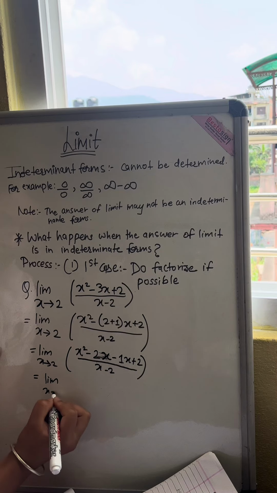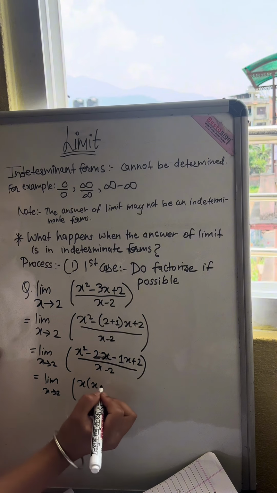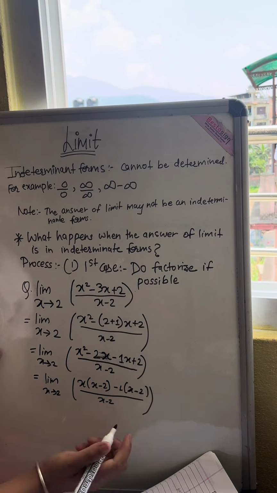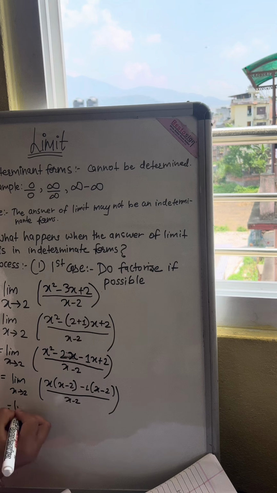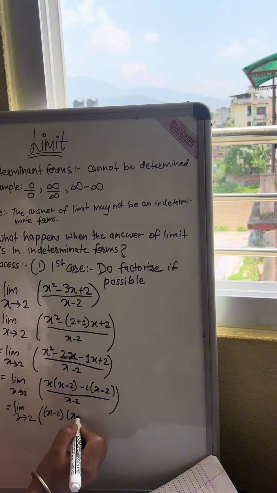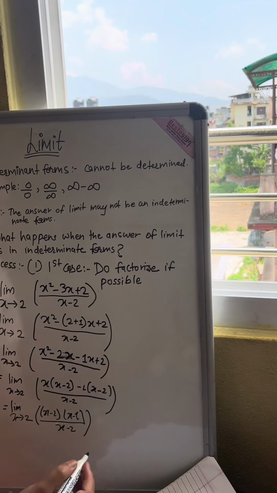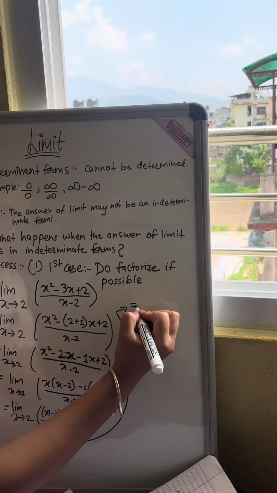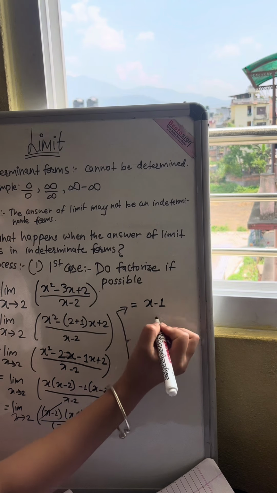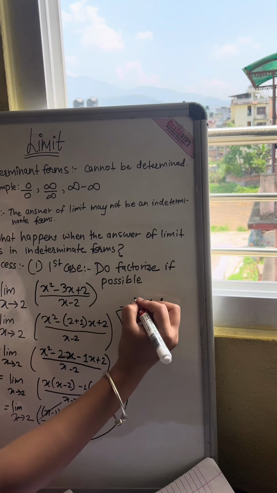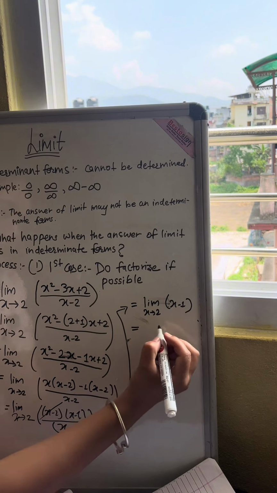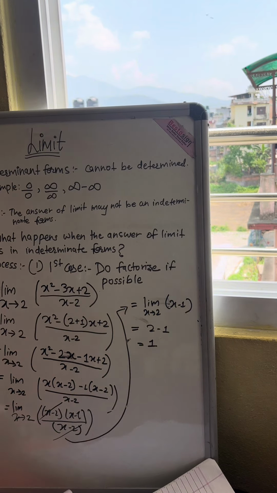Again, limit x tends to 2. Now let's take common from both the terms. Now limit x tends to 2. Now taking common x minus 2 and x minus 1 upon x minus 2. Now we can cancel the x minus 2 and x minus 2 from the numerator and denominator. And we have now limit x tends to 2 x minus 1. Now we have to put the value of 2 in the x, and 2 minus 1 is 1.